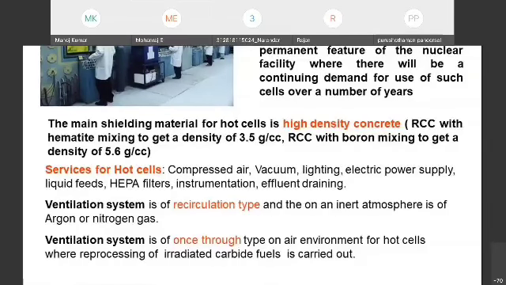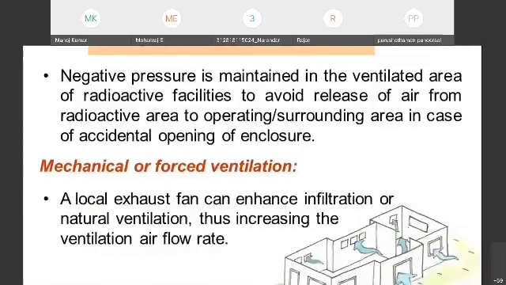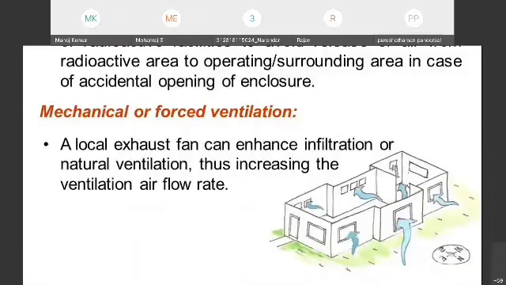Okay, next thing is negative pressure. Negative pressure is maintained in the ventilation area of a radioactive facility to avoid release of air from the radioactive area to the surrounding area in case of accidental opening. Consider this to be my radioactive building, where I'm going to handle radioactive materials. These are under negative pressure. If there is going to be a release of radioactivity, it should not come out and harm the surrounding people. That is why it is under negative pressure.